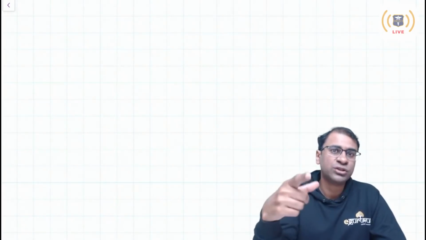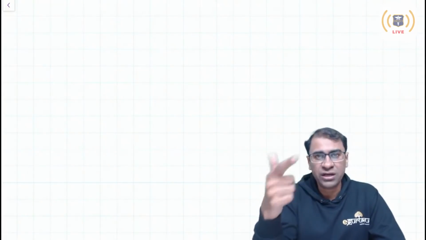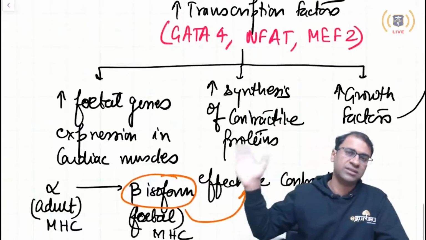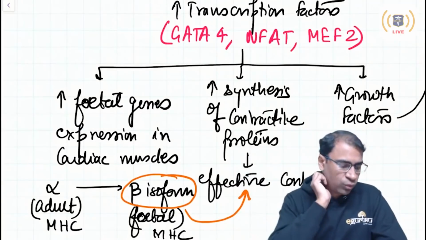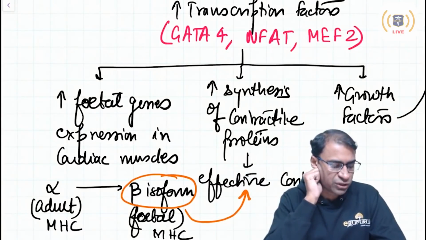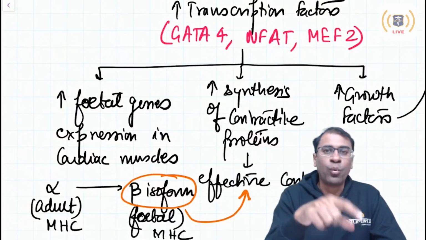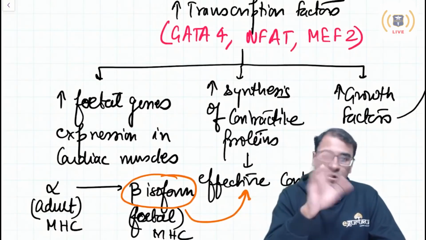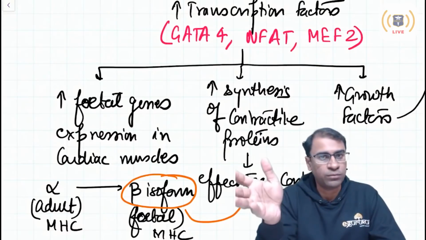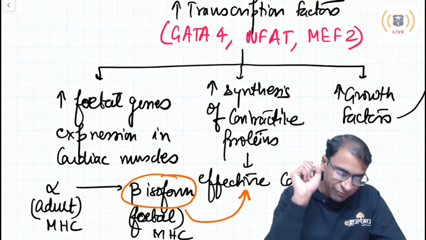Now the question is, why does the effective contraction occur? Because of these reasons. So what is the relationship between hypertrophy and stroke volume? These are the reasons why the stroke volume increases, because without these, it may not increase the stroke volume.